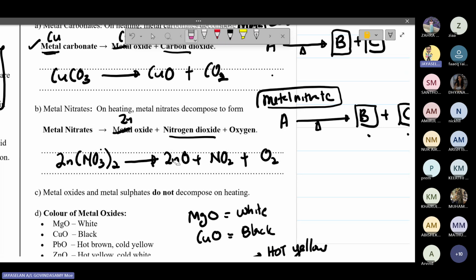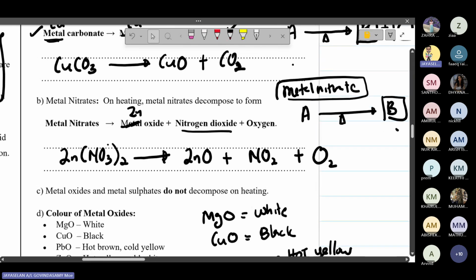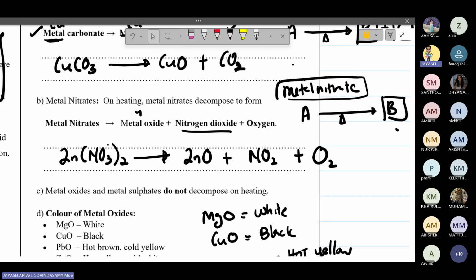Then bila you buat equation ni, padam ini semua, bagi ruang untuk balance the equation. So this one, zinc oxide, you balance. Then you bagi ruang nitrogen dioxide, bagi ruang oxygen. Understand? And now, you can memorize a lot of things. All of you understand? Focusing, right? Boleh ikut dengan saya kan? Okay, so you already do this, right?